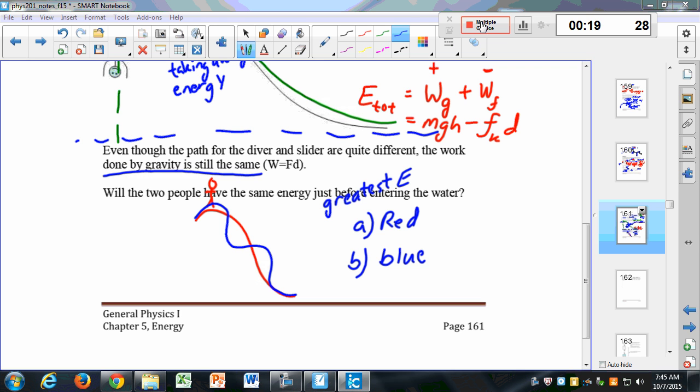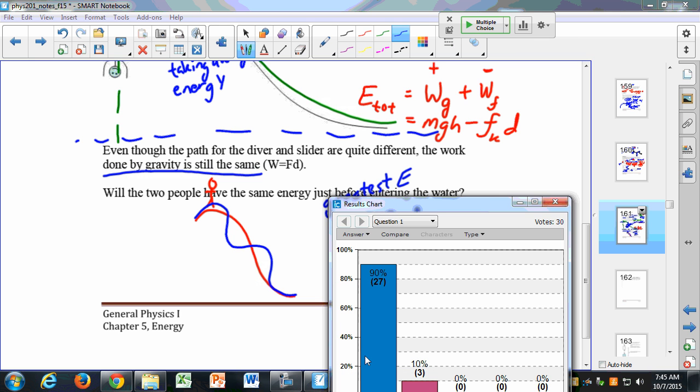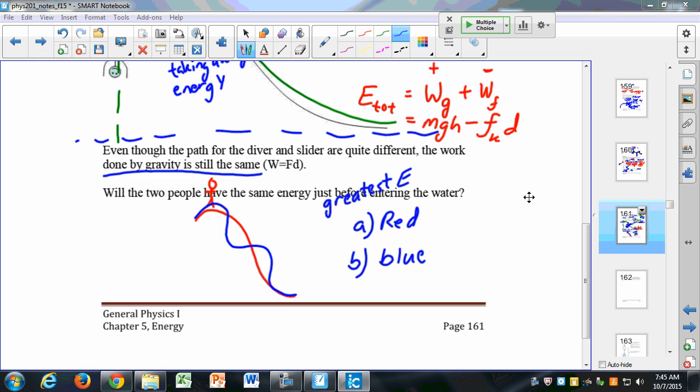All right, just a few more seconds. I'll stop at 25, 25. Okay, awesome. A is the right answer. He'll have more energy coming down the red slide, just simply because the path is longer on the blue slide, and so he loses more energy due to friction.